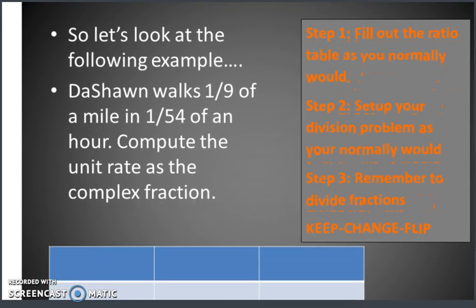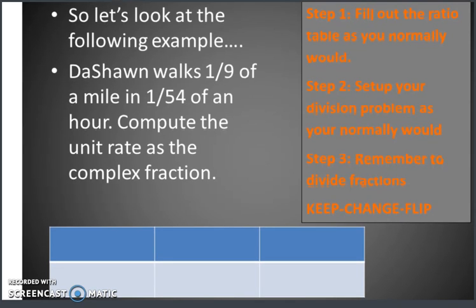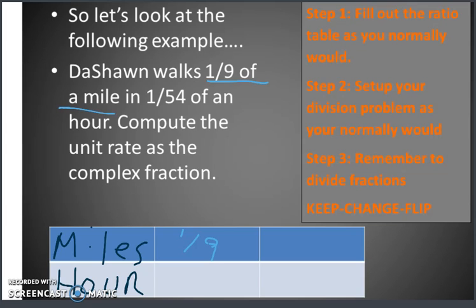So the first thing we're going to do is fill out our ratio table. So we're going to do miles per hour. And we know he's going to go 1/9 of a mile, so that's going to go here. And 1/54 of an hour, so that's going to go here. And we want to find out how far he's going to go in 1 hour.